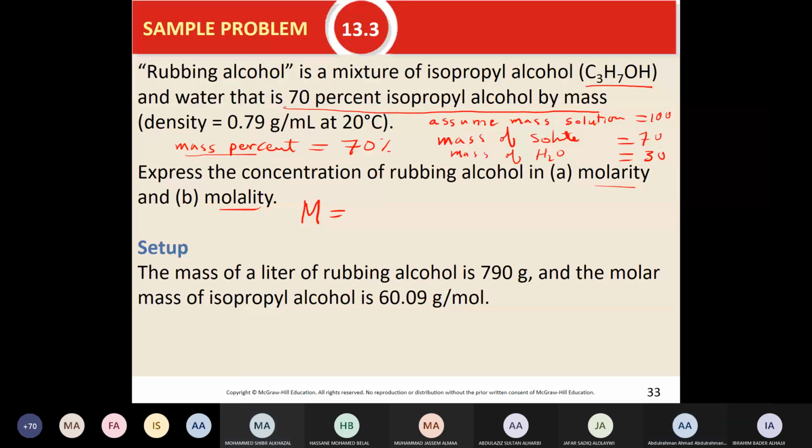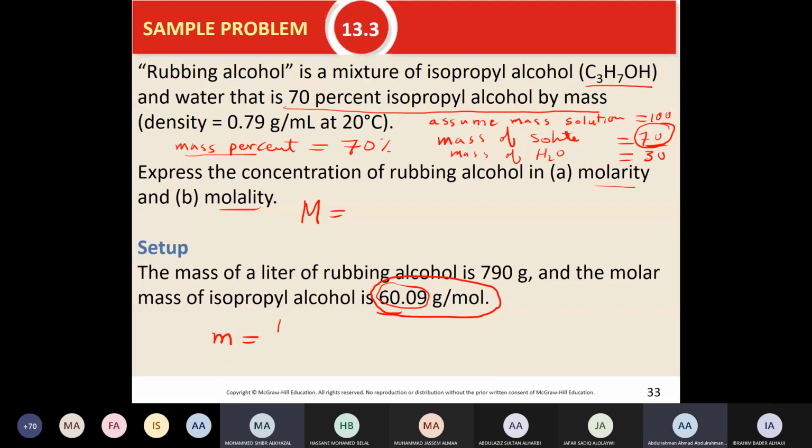Now, if you know these facts, can you calculate molarity? Easily, yes. How? We change the mass of the solute, the rubbing alcohol, to moles. The molar mass of rubbing alcohol is 60.09, and we have 70 grams, so we can calculate the number of moles: 70 grams divided by 60. That gives 1.16.